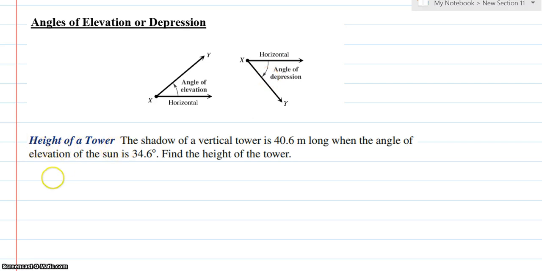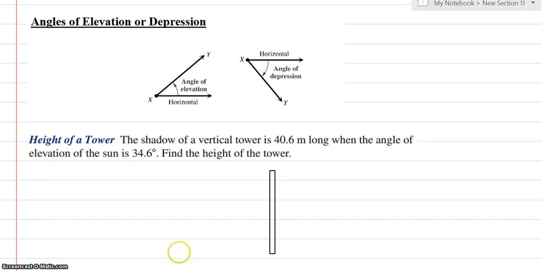We're going to draw our own picture here. The shadow of a vertical tower is 40.6 meters long, and the angle of elevation of the sun is 34.6 degrees. So find the height of the tower. So here is my tower, and it's telling me that the shadow, so I'll draw a shadow here. Here's my shadow, 40.6 meters long.